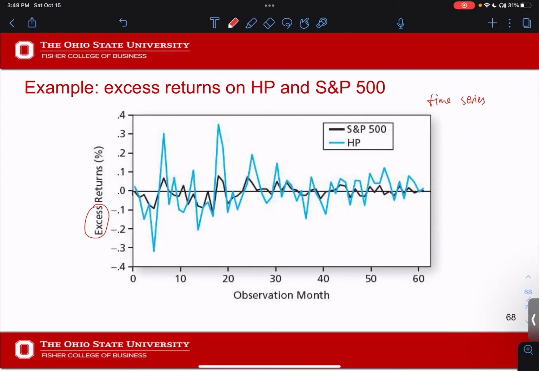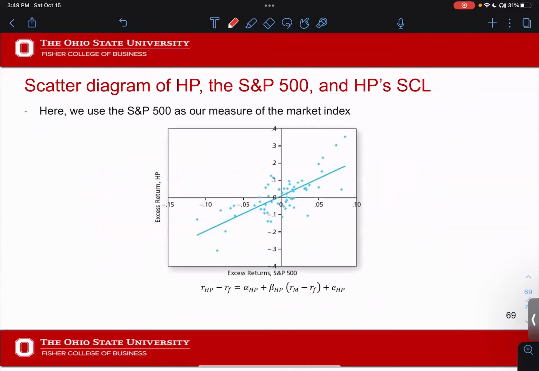But to estimate beta, we don't plot the time series because we want the x-axis to be S&P 500, not time, and the y-axis to be HP. So if you plot for the regression, you will plot like this: S&P 500 on the x-axis, HP on the y-axis, and here I already fit a line, the blue line.